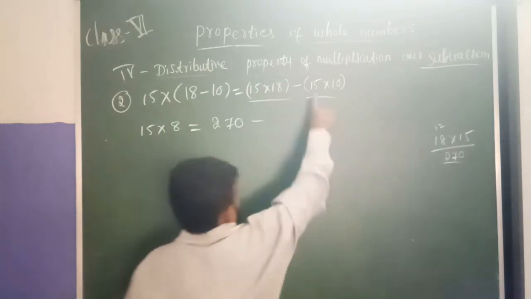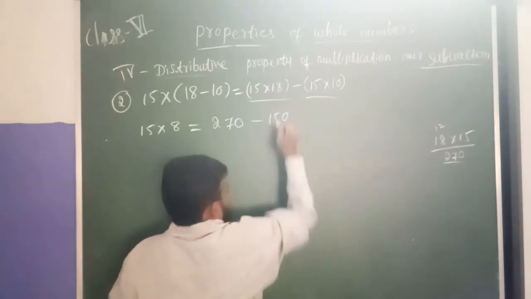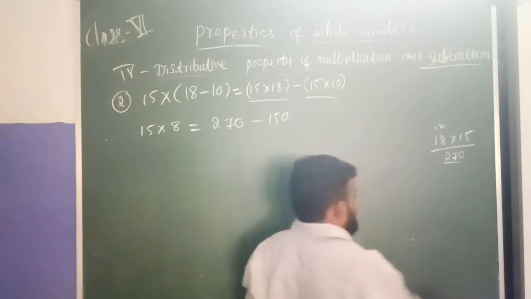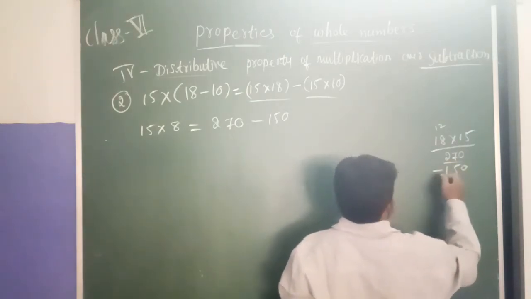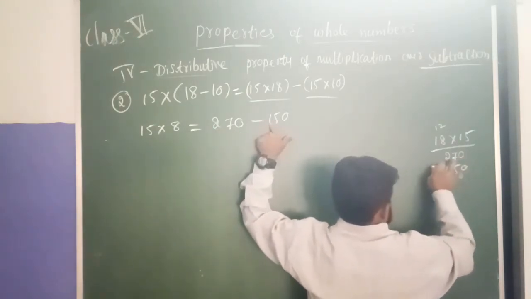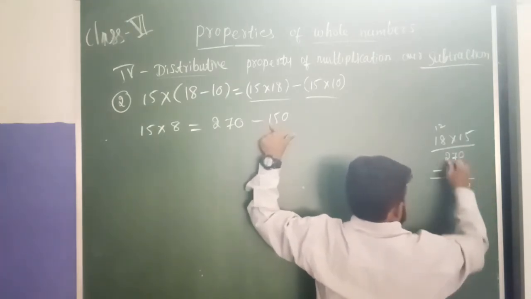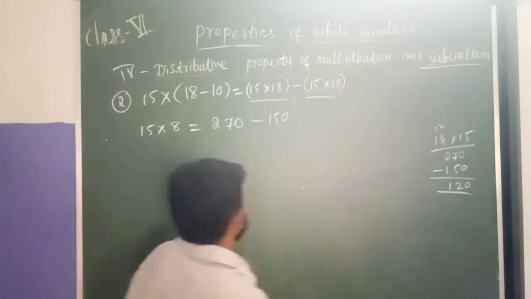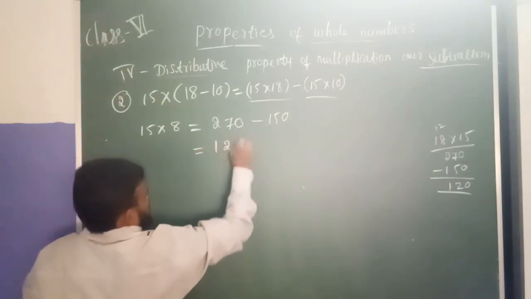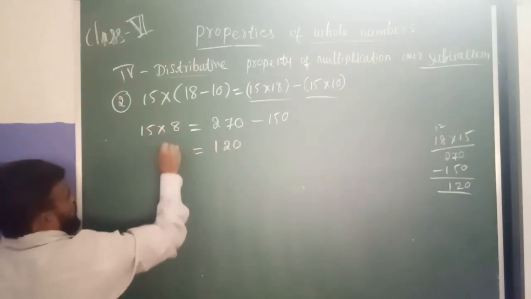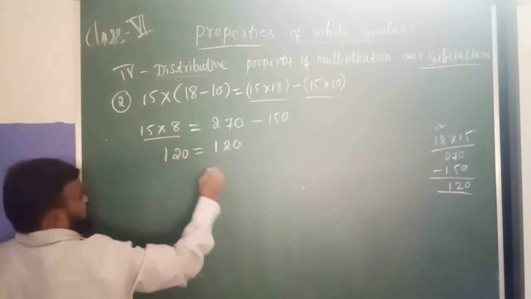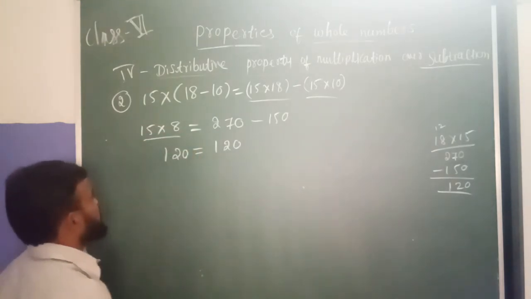15 times 10 is 150. After that we have to subtract this value. This minus this we have to do here. You will get 0 minus 0 is 0, 7 minus 5 is 2, 2 minus 1 is 1. And after that 15 is the 1. This also we have to multiply and done. This is a simple one.